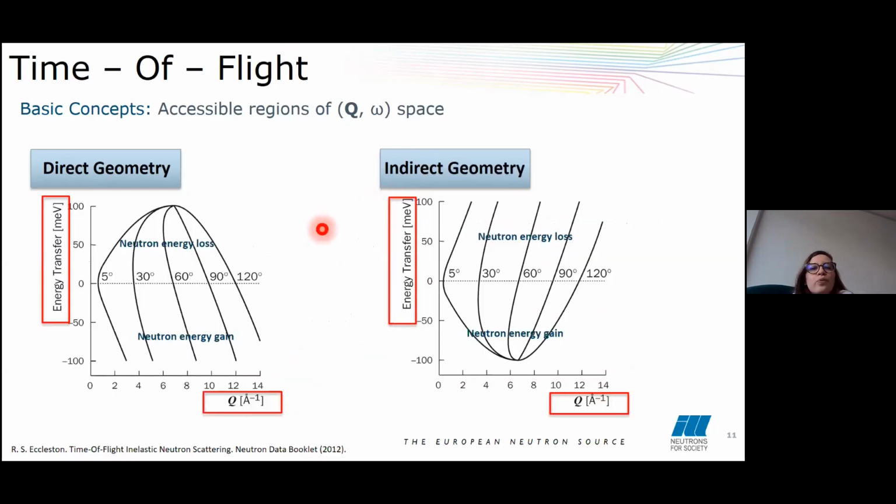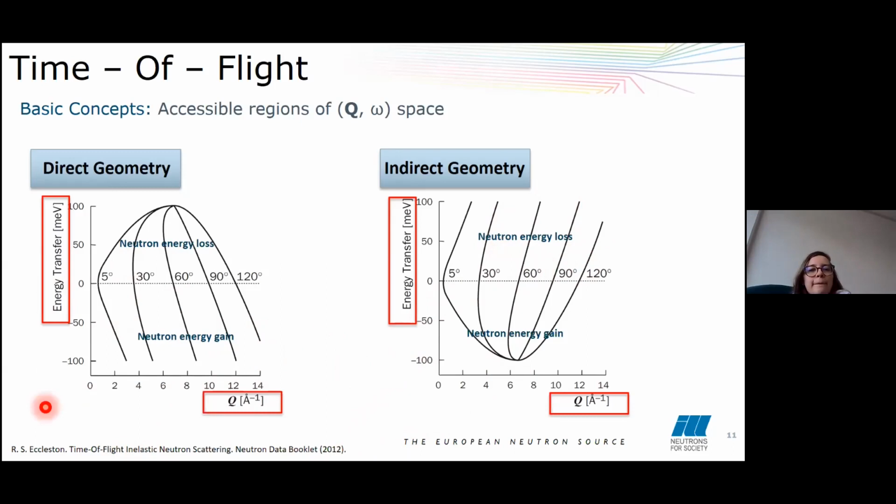So if we keep the same scattering angle, changing the values for the energy, we create curves. And if we do that for a lot of angles, we obtain this region. And we can realize then that these spectrometers have inverted ways. And an important feature of the indirect geometry is the access to a wide range of energy transfers for neutron energy loss.